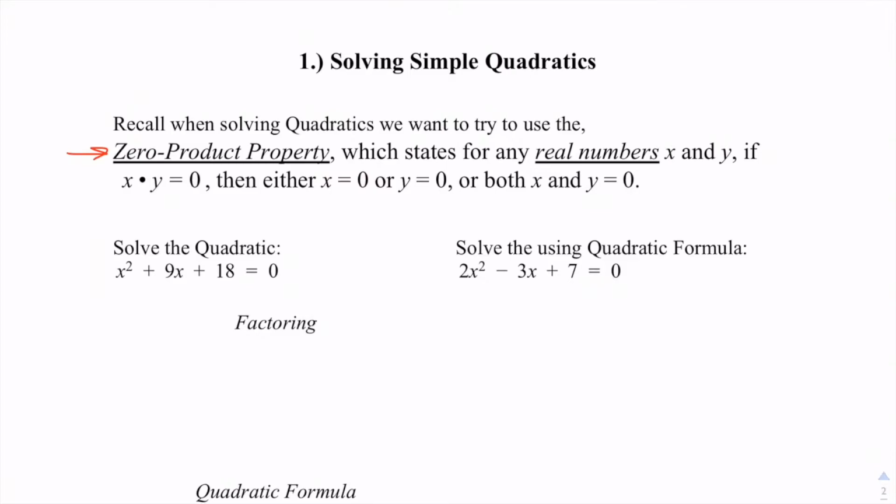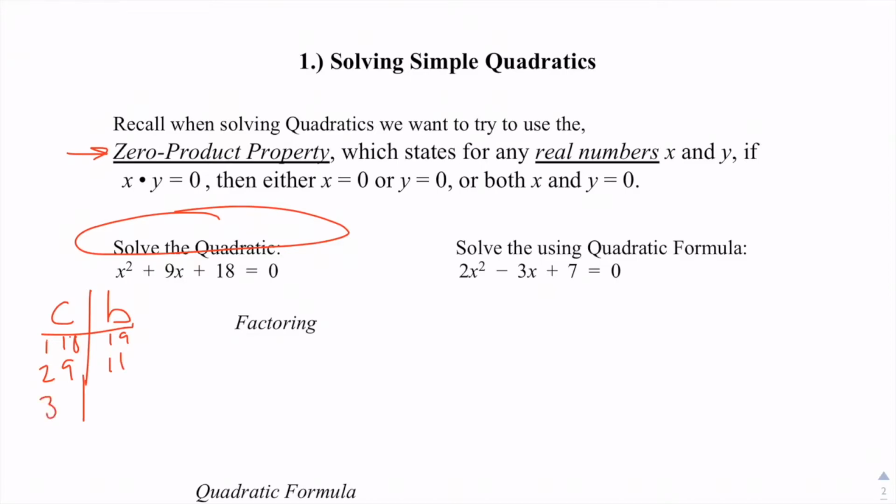So let's start with this one, and we'll start by factoring. And remember, we want factors of C that add to B. We have 1 and 18, we have 2 and 9. 1 and 18 add to 19, 2 and 9 add to 11, we have 3 and 6, that adds to 9, that's our factors.